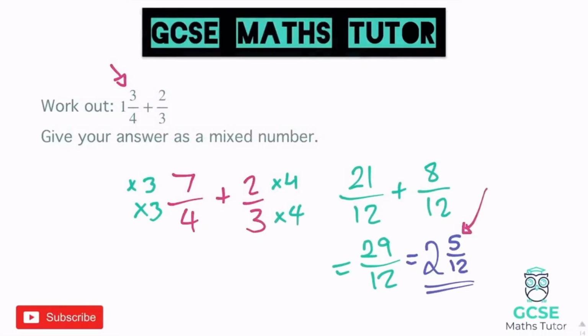It doesn't, but let's imagine it was 4/12 there instead of 5/12. That would actually simplify, wouldn't it? Because if it was 4/12, we could divide the top and bottom by 4, and that would end up being 1/3. So just have a look in that situation. Does it simplify? This one obviously doesn't. It's 2 5/12. Let's have a look at another one.